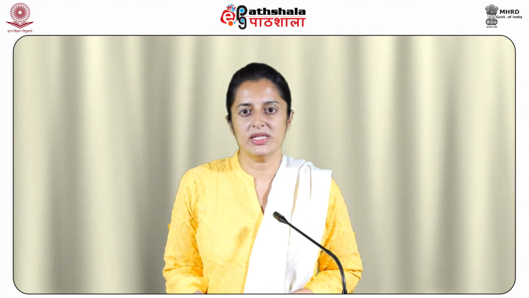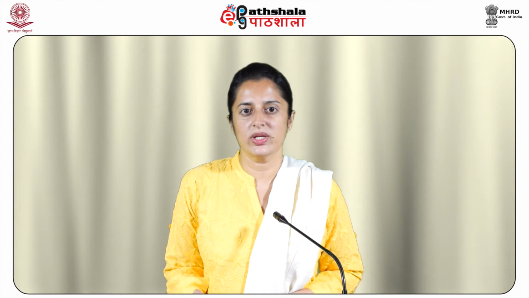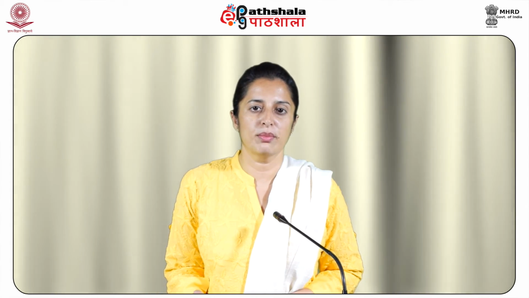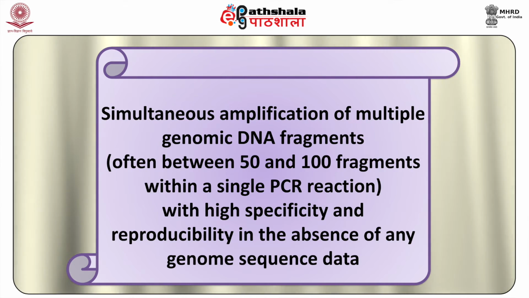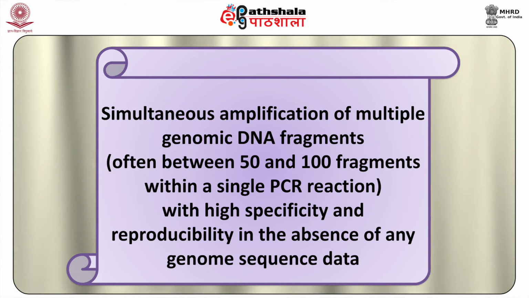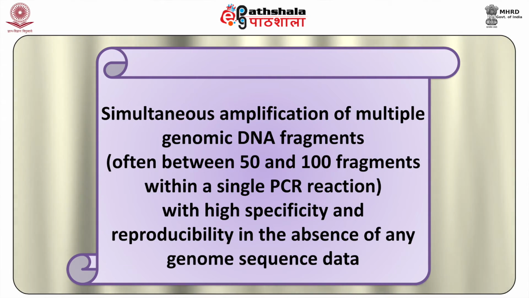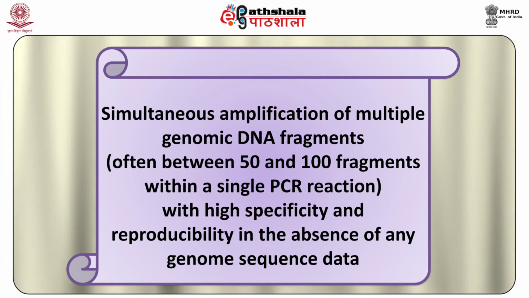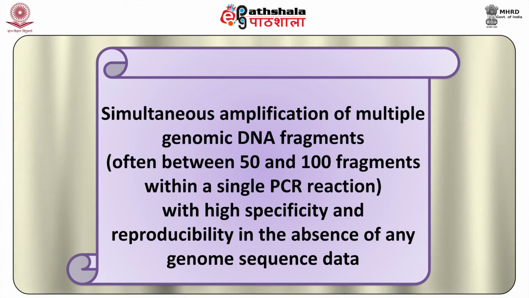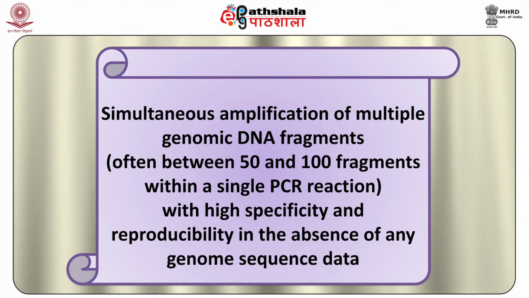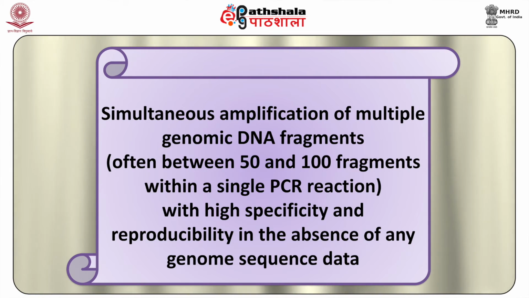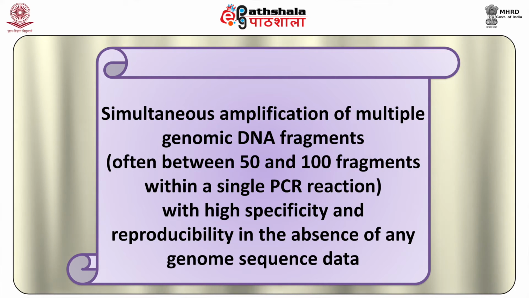Because AFLP PCR can only detect dominant genetic markers, it cannot report whether an individual is homozygous for a given marker. However, this technique does permit the simultaneous amplification of multiple genomic DNA fragments, that is, often between 50 and 100 fragments within a single PCR reaction with high specificity and reproducibility in the absence of any genomic sequence data.